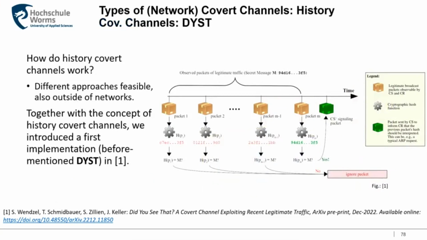So if we have observed several packets over time, we compute somehow a hash function over the content of the packet, check whether the hash matches. And at a certain point in time, we find a packet that matches the hash. Then we send a legitimate ARP request that the system always sends just to, let's say, resolve the MAC address of the router in the network or something. And the only covert information actually is that this packet says, okay, the previously seen packet contains the secret message.